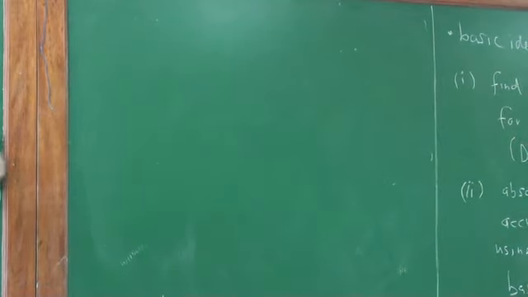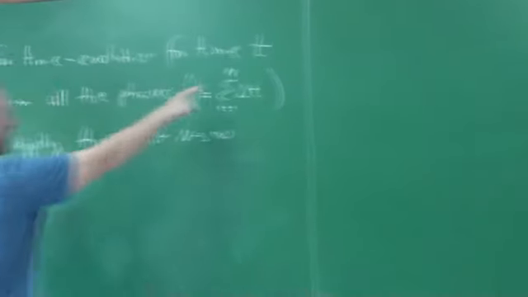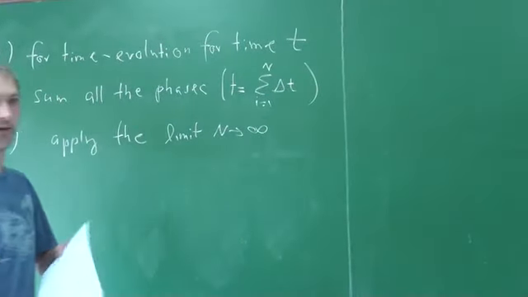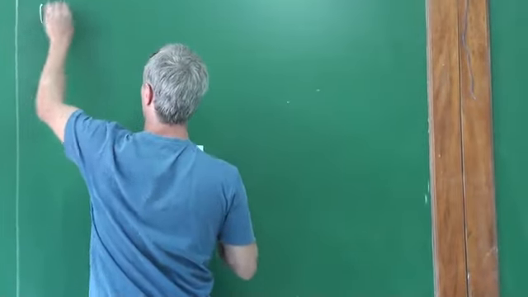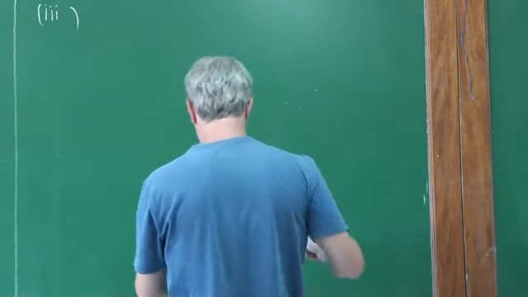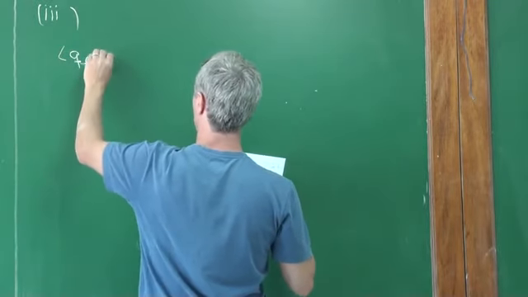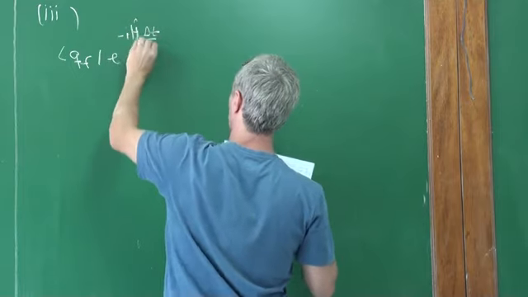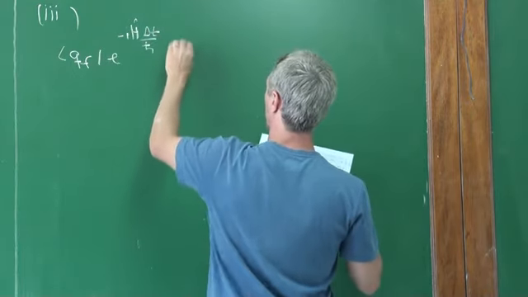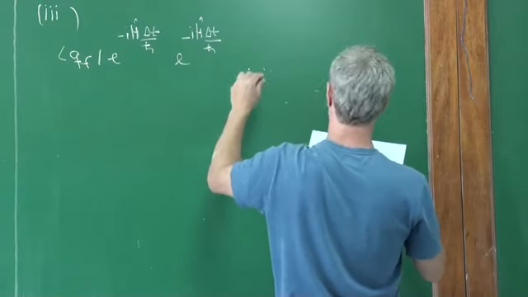So we know we have a simple representation of time evolution apart from some correction for a short instant, but we're interested in the time evolution for time t. So what we should do is sum all the phases, and this is the third step. Let's write down once more the time evolution for time t. So we have this product of n factors.